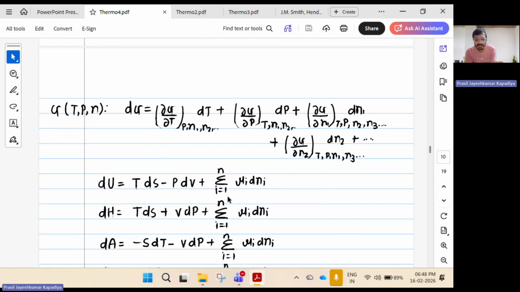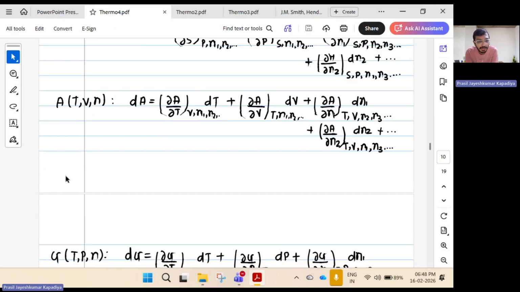Okay. Similarly, I can write this down for Gibbs free energy. So dG is del G by del T at constant pressure and all other N's, dT, plus del G by del P at constant temperature and all other N's, into dP, plus del G by del N1 at constant T, P, N2, N3 and all other N's constant except N1, dN1, plus del G by del N2 at constant T, P, N1, N3, dN2. Okay, so how can I simplify it?